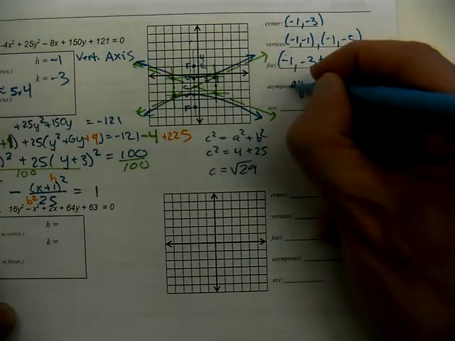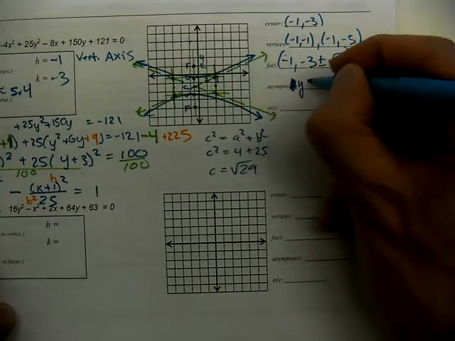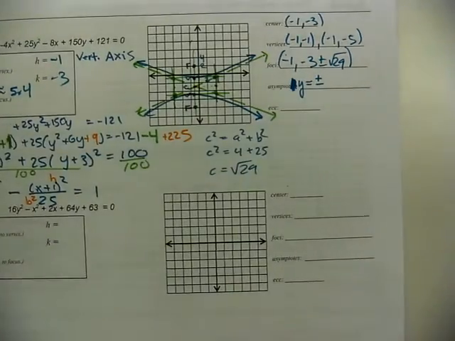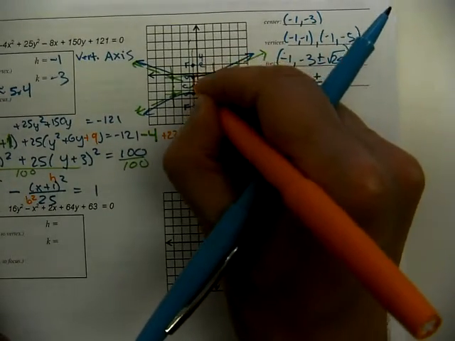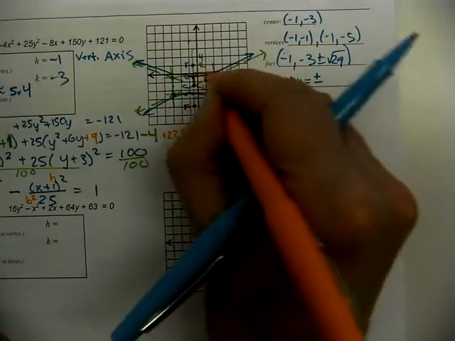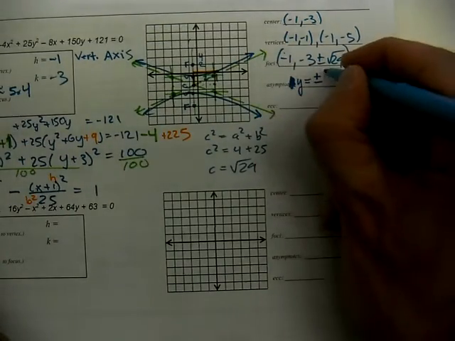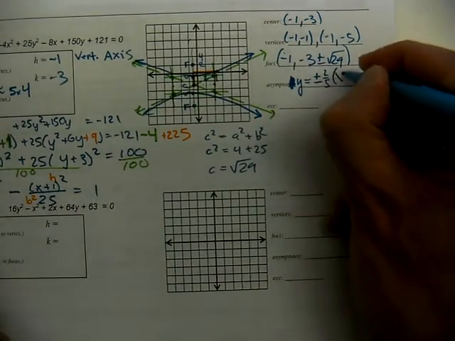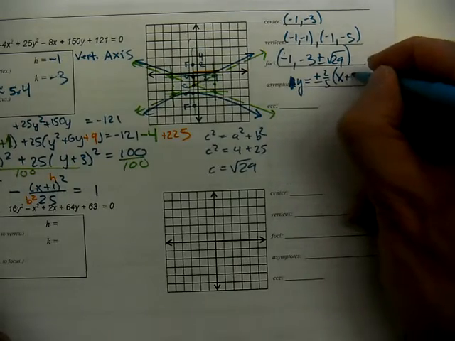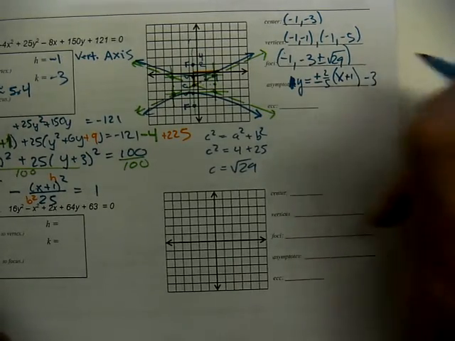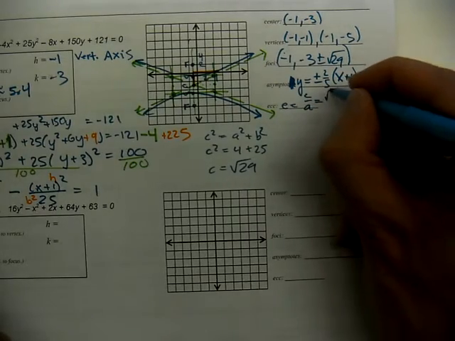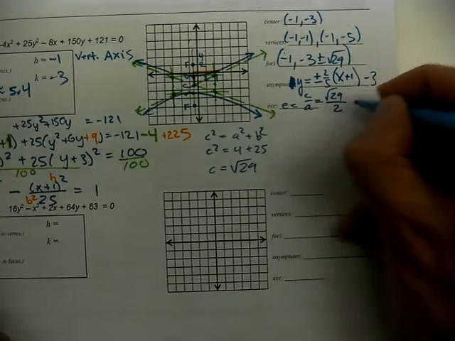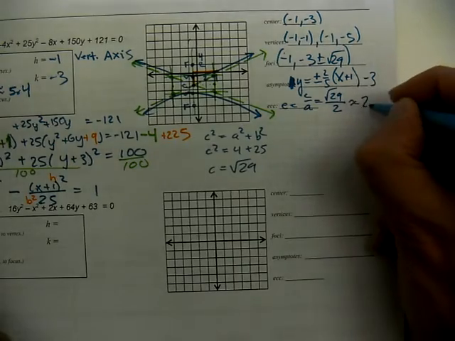Asymptotes are, let me try that again, y equals plus or minus. So we want that slope, so we're going from the center to the top right corner. So up 2 and over 5, so 2/5. And then x plus 1 with a -3 on the outside. Our eccentricity, which is c over a, is root 29 over the value of 2. So that's about 2.7, right?